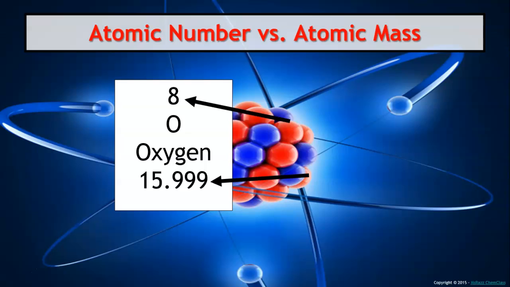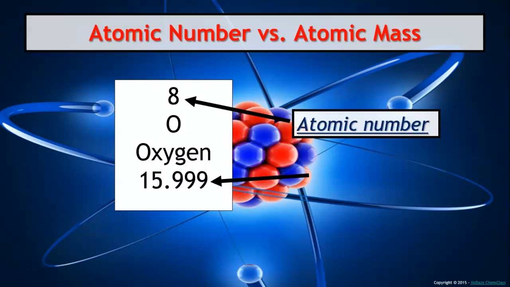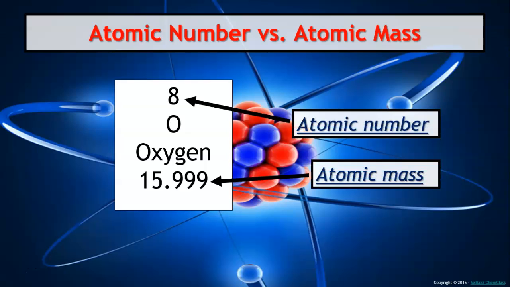So let's take a look at a square on the periodic table for just a moment. Remember, the whole number is the atomic number, and the decimal number is the atomic mass. So for oxygen, the atomic mass is 15.999. There are some periodic tables that have it as 15.9994 because they take it out to another decimal place. But that is the weighted average of all the different kinds of oxygen isotopes.